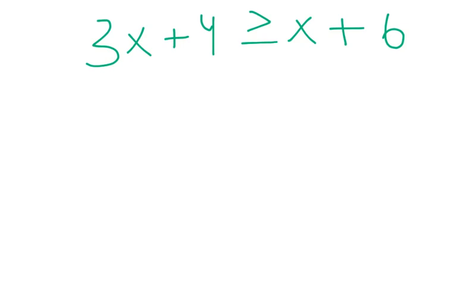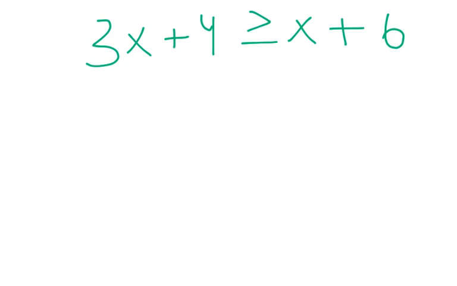Okay, step number 1, clear fractions. We don't have any fractions. That's good to know. Step number 2, simplify each side separately. So I look at the left and I look at the right and I try to find out if there's anything I need to simplify. There isn't. Okay, 3x plus 4 is as far as I can go. X plus 6 is as far as I can go.